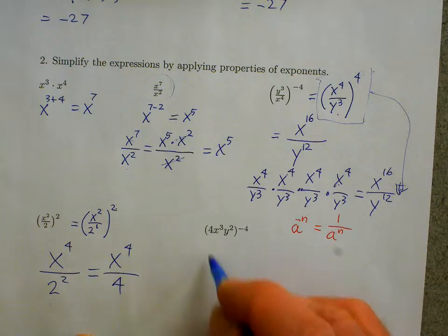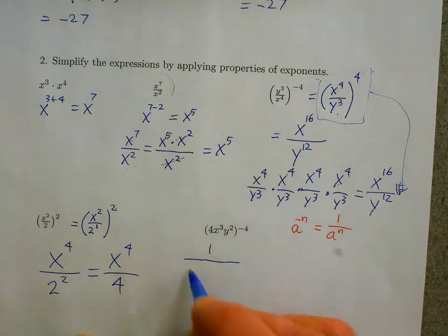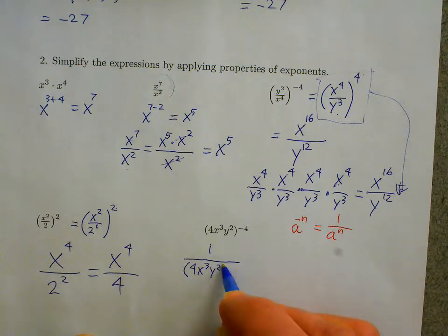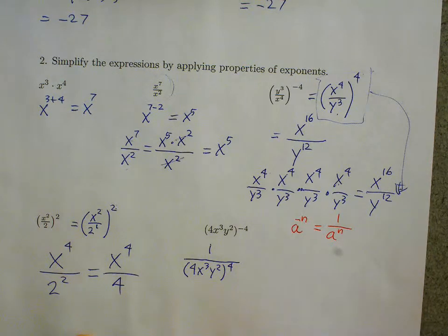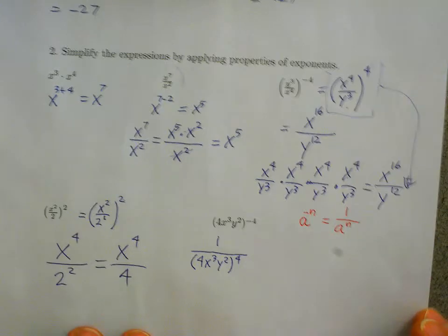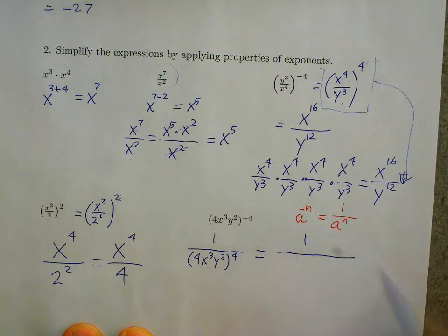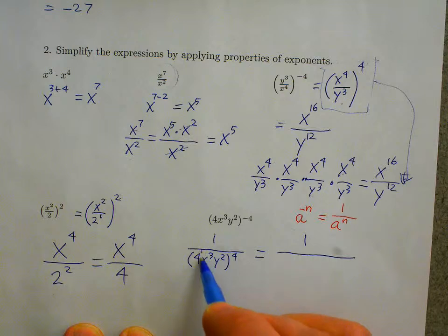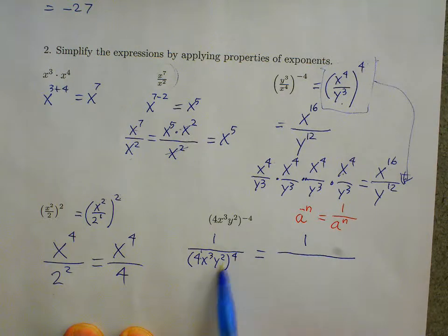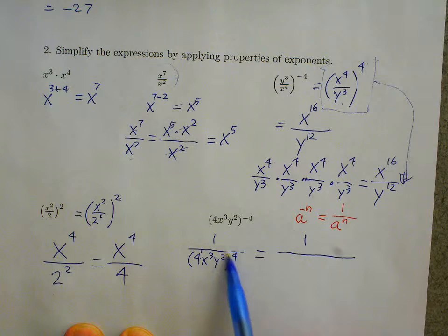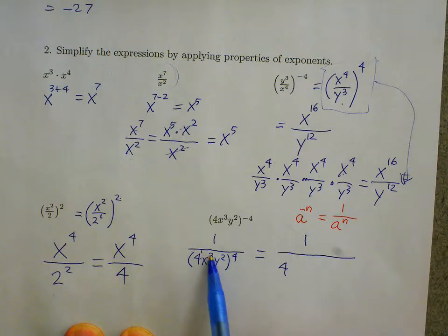We'll write this as 1 over this quantity, 4x to the third, y to the second, to the positive 4. Okay, so inside the parentheses, think of that as 4 to the first times x to the third times y to the second. And when we apply this outer exponent 4, we're going to multiply this exponent 4 times each of those 3 exponents.